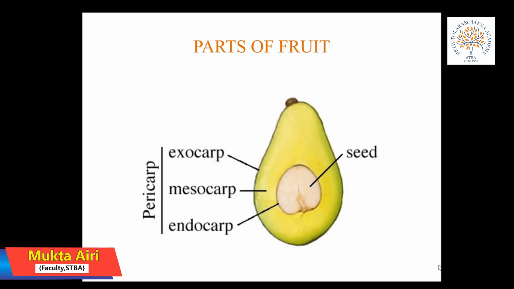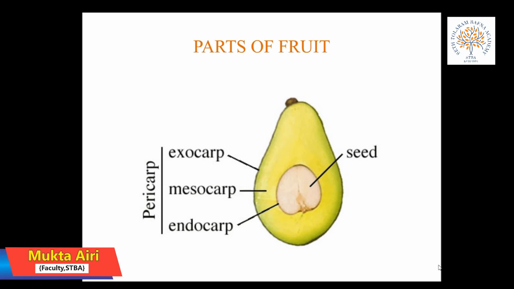Fruit. The carpel found inside the flower turns into the fruit. The fruit primarily contains two parts, the pericarp and the seed. Pericarp. It is actually the outer wall of the ovary from which the fruit develops. The pericarp has three layers: exocarp, mesocarp and endocarp.